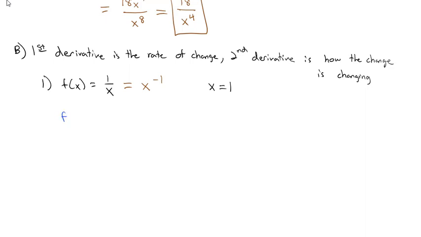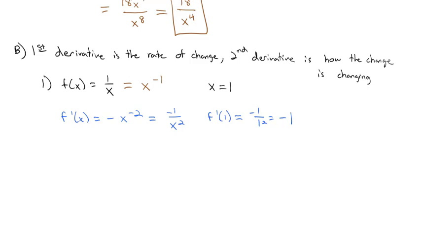OK, so our first derivative, bringing the negative out front, becomes x to the negative 2, which, switching it back to fraction form, is negative 1 over x squared. And if I plug the 1 into the derivative, that'll tell me the rate of change at 1, which is negative 1 over 1, which is negative 1. Negative 1 over 1 squared, technically.